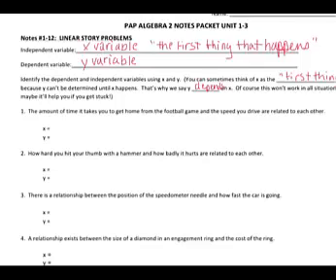So let's look at this first problem. We're just going to identify the independent and the dependent variable. So it says the amount of time it takes you to get home from the football game and the speed you drive are related to each other. So what depends on the other? Well, in this particular situation, I would say that the time it takes you to get home from a football game depends on the speed you drive. If you're going to drive slow, then it's going to take you a long time, but if you drive fast, it's going to take you less time. So in this particular example, the speed is going to be the independent, and then the time to get home will be your dependent.